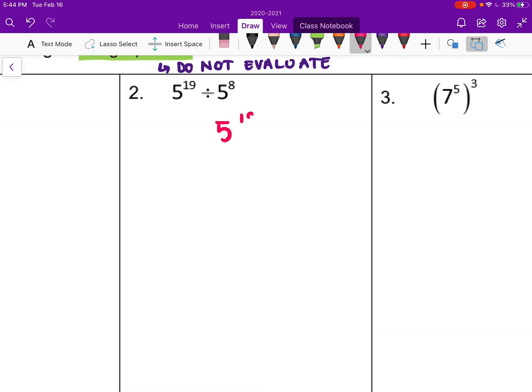Here I have 5 to the power of 19 over 5 to the power of 8. I always like to write these as overs, right? And then I'm just going to do 5, 19 minus 8, because when I'm dividing, I'm subtracting the denominator from the numerator. 19 minus 8 is 5 to the power of 11.